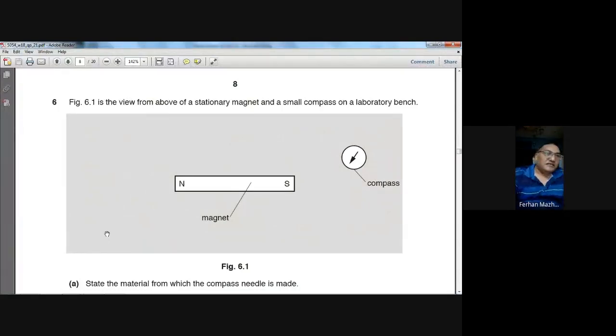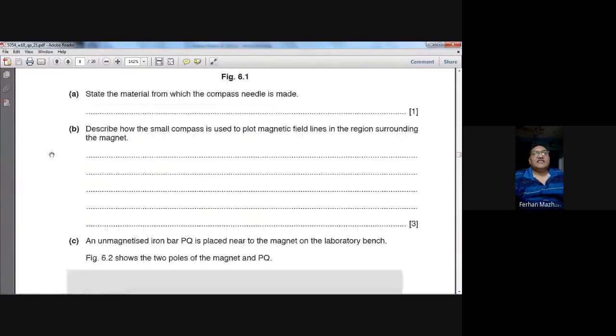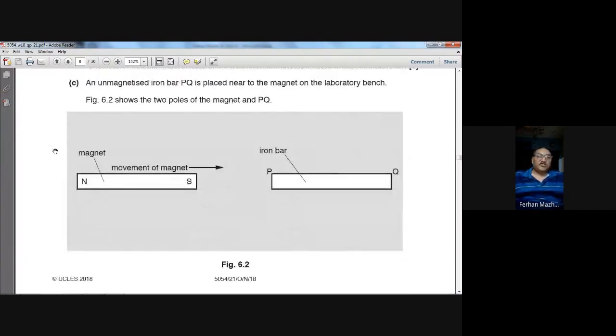Okay, question number B is done. It was a 3-mark question. Question number 6, part C is on your screen. An unmagnetized iron bar PQ is placed near to the magnet on the laboratory bench. Figure 6.2 shows the 2 poles of the magnet and PQ. So here we have a permanent magnet, North Pole, South Pole, and this is an iron bar, which is not a magnet, but it is a magnetic material. And its left end is known as P, and its right end is named as Q.